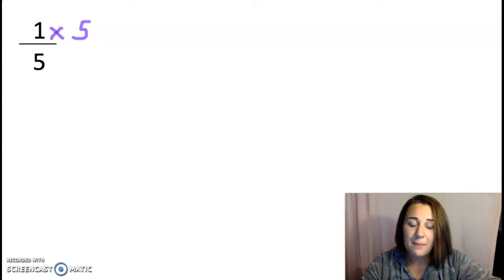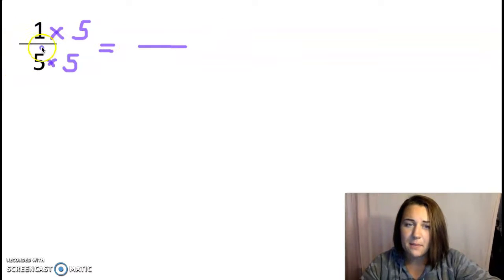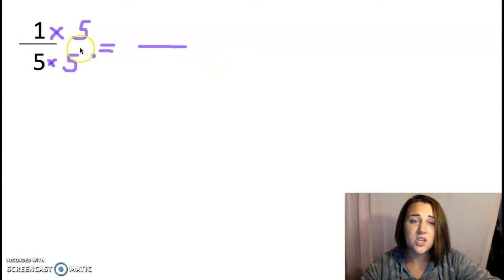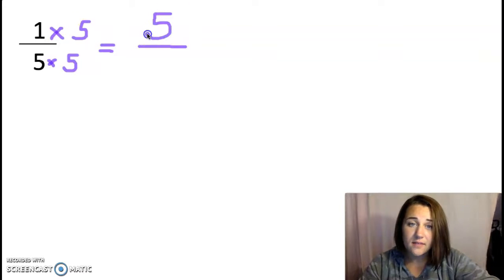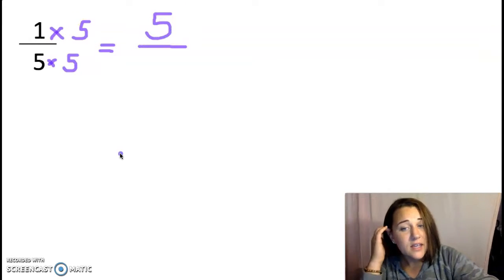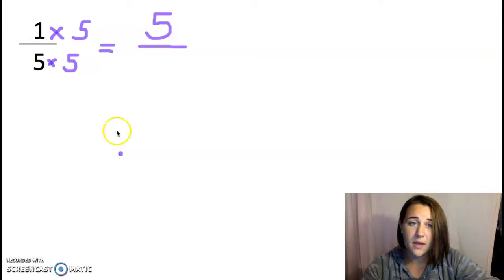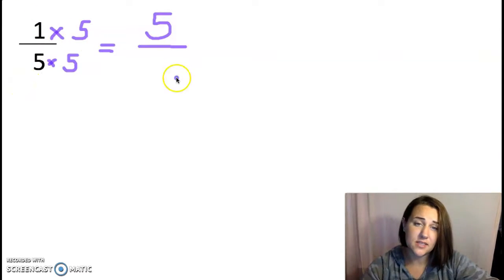And whatever I do to the top, I have to do to the bottom. So now I'm going to do 5 times 5, right? And I'm even going to draw my line here so I remember to say the top stays on the top and the bottom stays on the bottom. So again, 1 times any number always equals that number. So 1 times 5 is going to equal 5. Easy peasy, right? Even if I was going to skip count by 5 on my 1, it would be 5. Done, right? Easy peasy, friends.